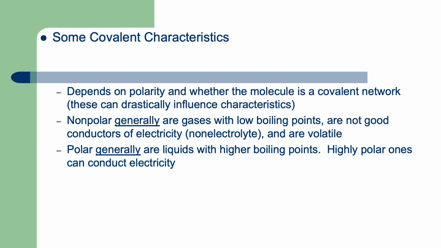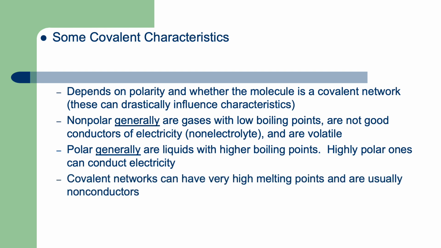Polar covalent bonds generally are liquids with higher boiling points. Highly polar bonds can conduct electricity. Again, the higher polarity is going to indicate a stronger positive and negative charge. Covalent networks can have high melting points and are usually non-conductors. Again, if it has a high polarity, it can conduct electricity because of those partial charges.